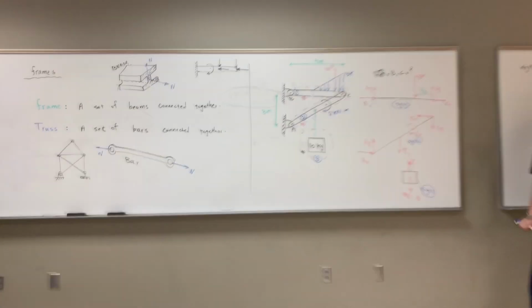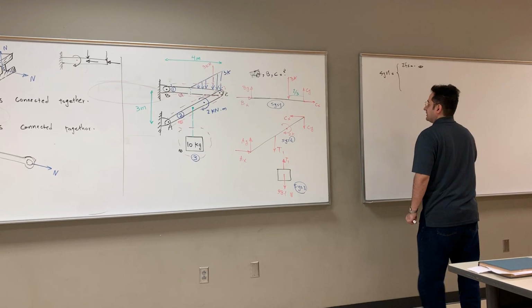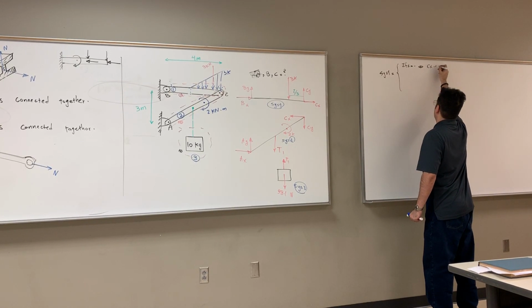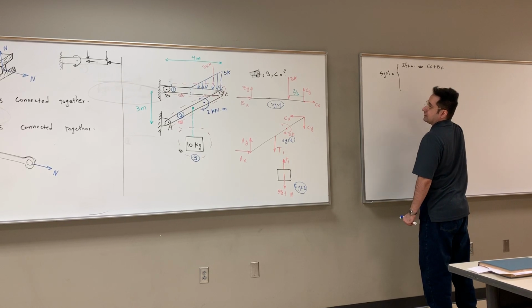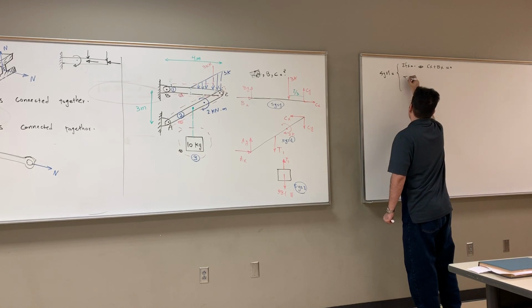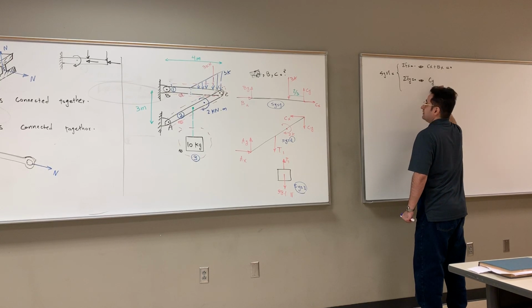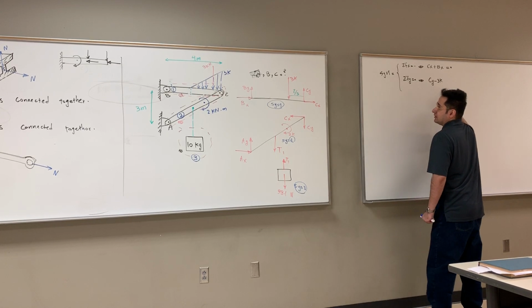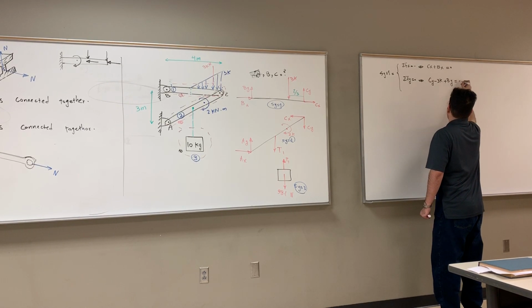Summation of force in x is 0. So that would give me Cx plus Bx is equal to 0. Summation of force in y is 0. That would give me Cy minus 3K plus By equal to 0.